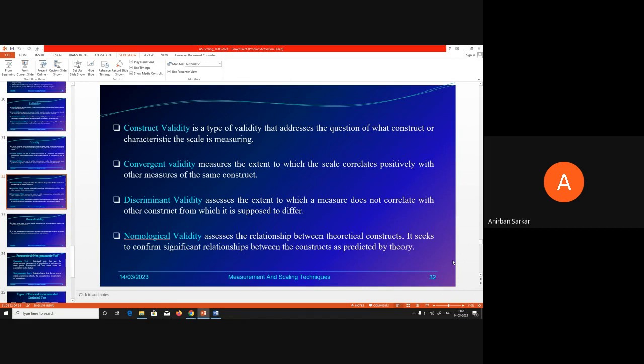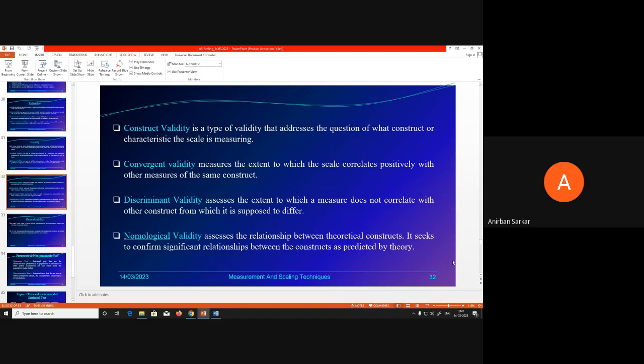Discriminant validity means it is just the opposite of convergent validity. Say there is a low correlation between brand loyalty and variety seeking behavior. It means that it has a discriminant validity. It should differ, because people who are brand loyal should not have a variety seeking behavior. If people have a variety seeking behavior, they will not be brand loyal, because they will shift to other brands. So if there is low correlation between variety seeking behavior and brand loyalty, we can say that there is a discriminant validity.